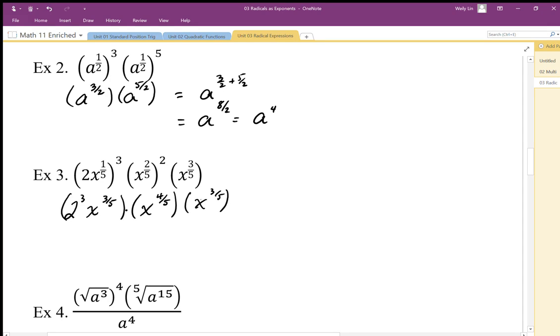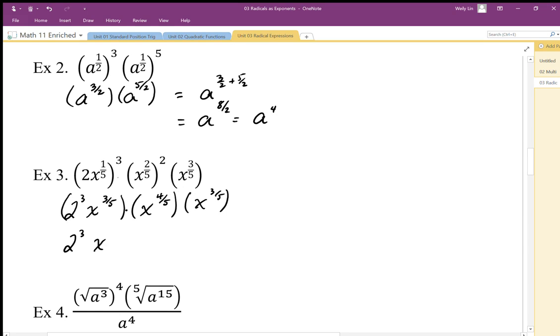Now when we multiply exponents, we need the same base. So the 2 is not the same base, so it's independent. Okay, it stays on its own. The x's are all the same base, so we can multiply those together. However, when we add these exponents, we need a common denominator to add fractions.